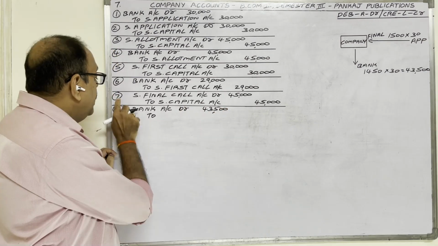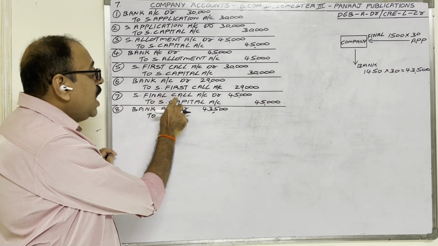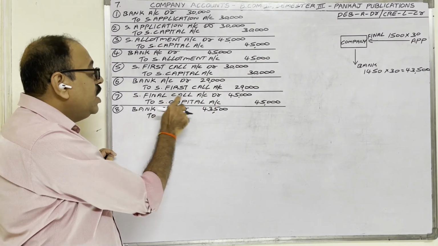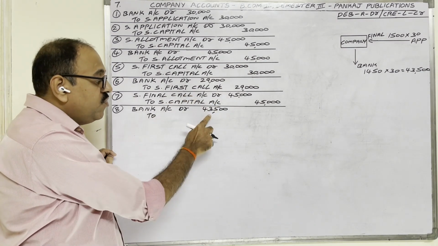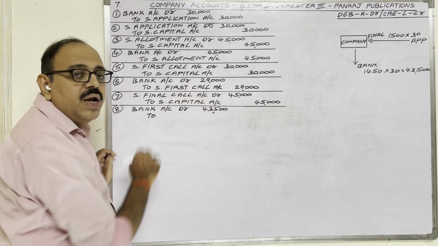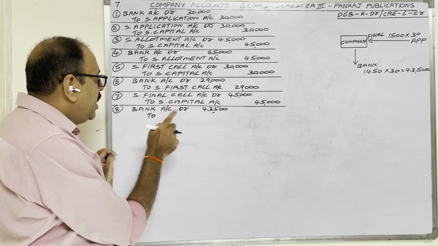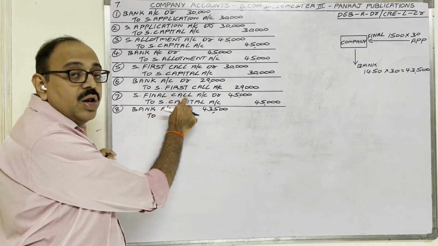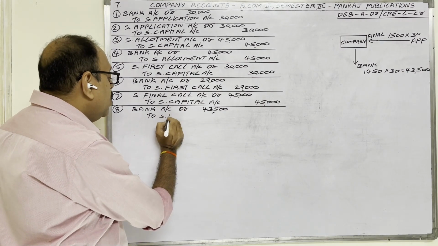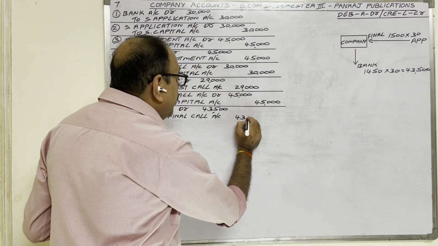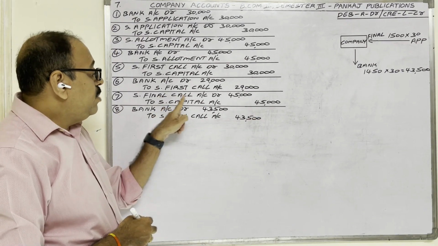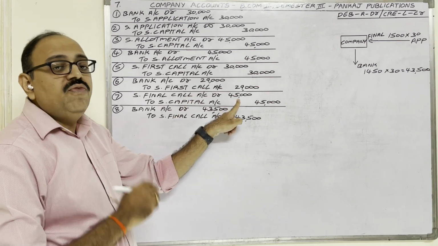43,500. 2. In seventh entry, we wrote that applicants are debtors for 45,000 rupees. Therefore, share final call account is debited. Now 43,500 they paid. For 43,500, they are not debtors. We have to cancel. By debiting, we have created share final call account. To cancel, we have to credit that. To share final call account, 43,500. Observe one point. Seventh entry, we have debited share final call account with 45,000.